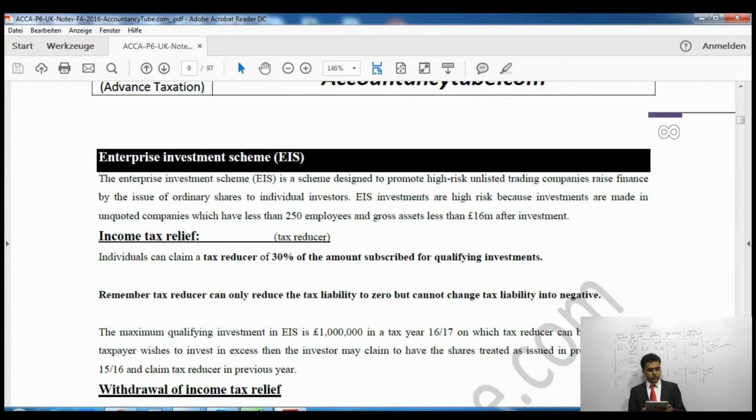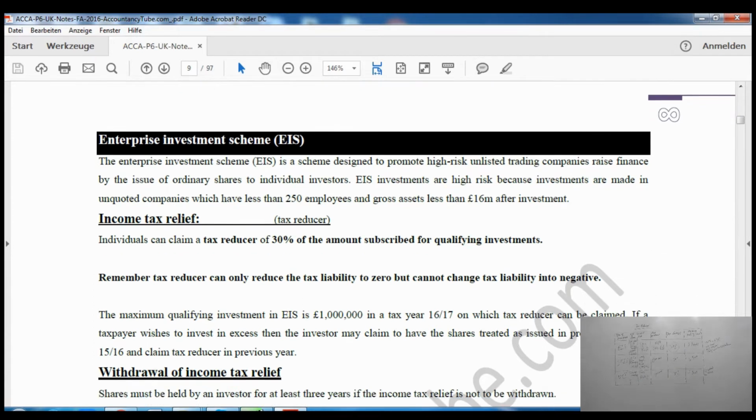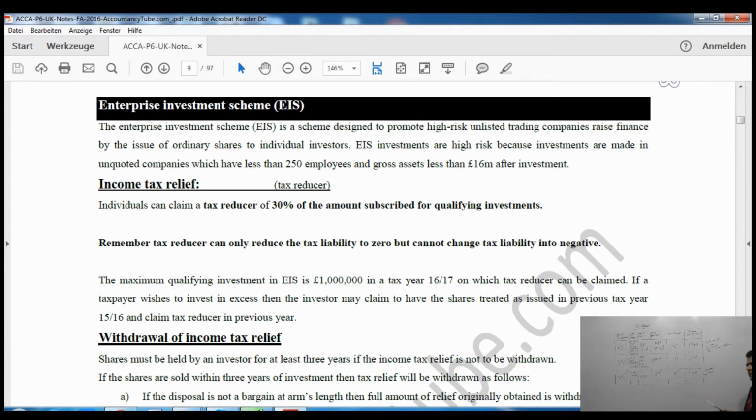Here you go. As you can see on your screen, EIS, Enterprise Investment Scheme. Now, as I said to you in the previous video, I think this is very important from the P6 exam point of view, and the examiner can ask you to do some commentary on that. The examiner may ask you to give some investor advice on which scheme he should invest in.